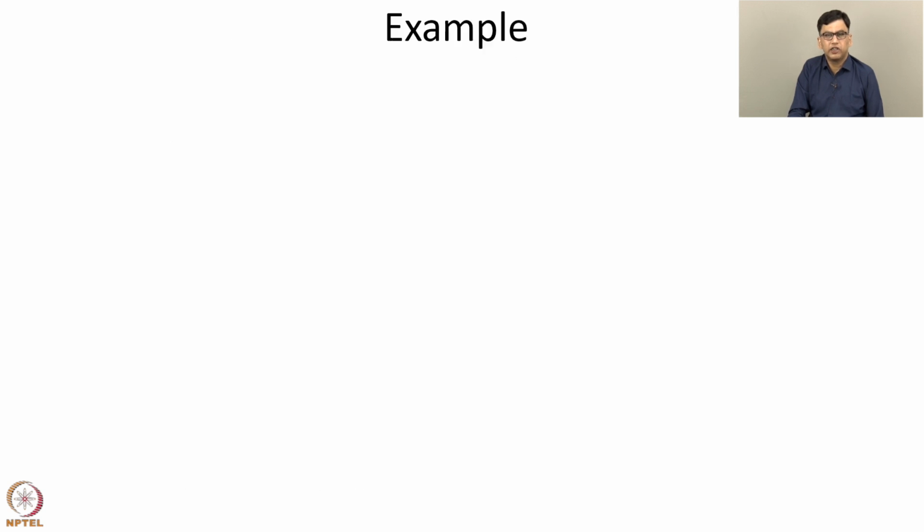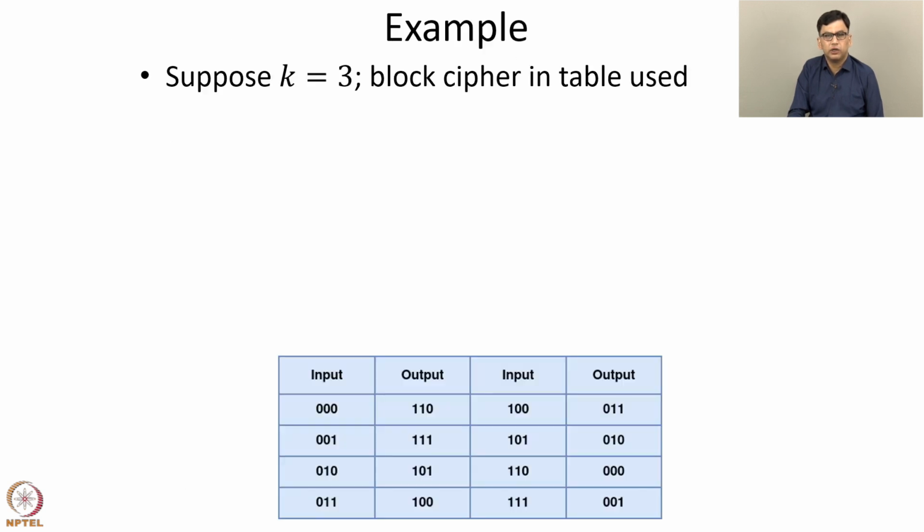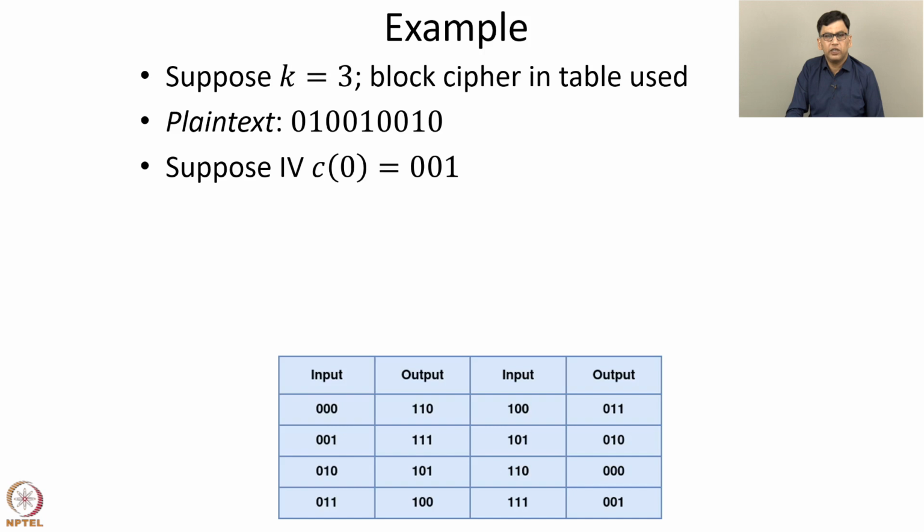Here's an example that illustrates the operation of CBC. Suppose again that k is 3 and the block cipher in the table is used. The plaintext is the same as in the previous example, 0, 1, 0, 0, 1, 0, 0, 1, 0. So there are 3 plaintext blocks and they are identical. Suppose the IV C0 is 0, 0, 1. Then let's calculate the ciphertext blocks.